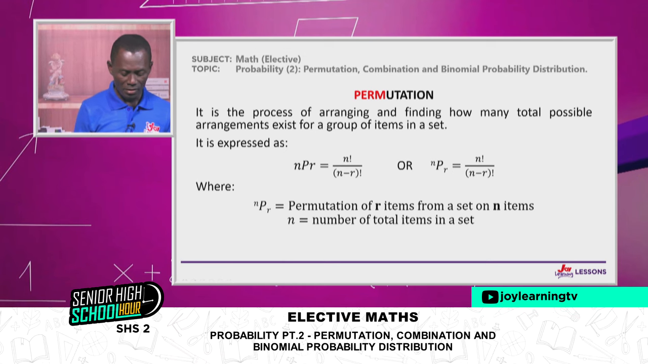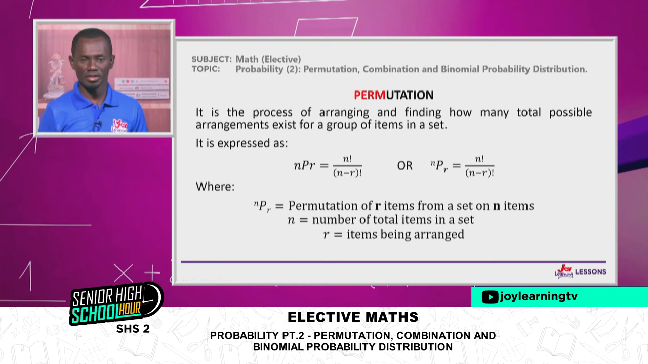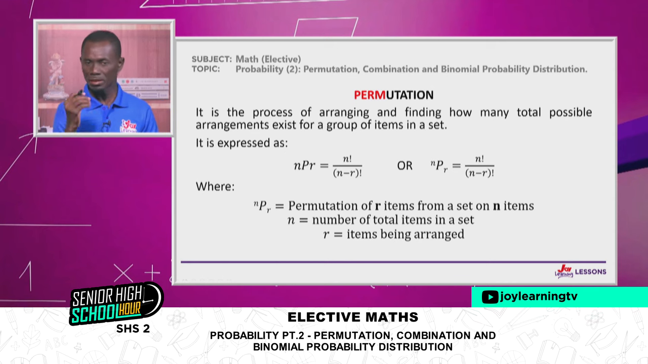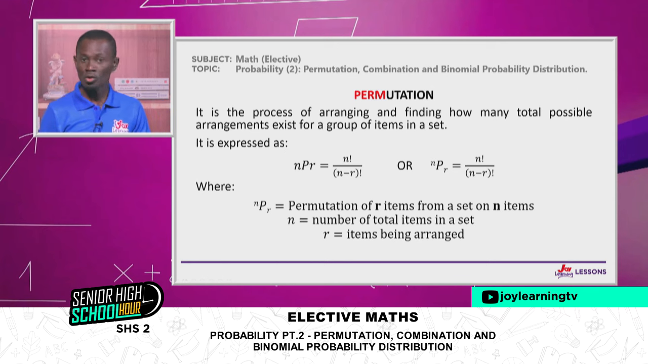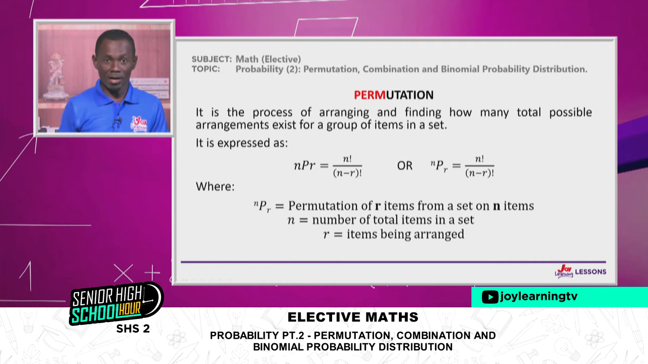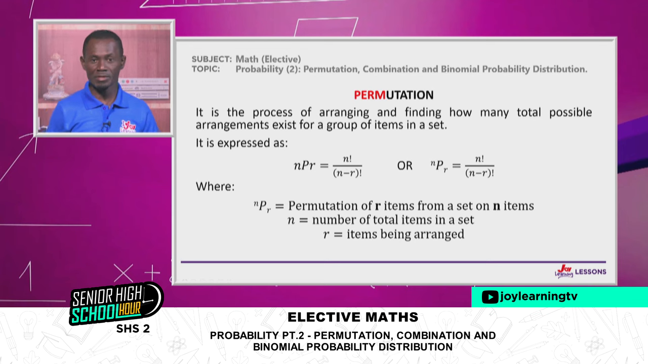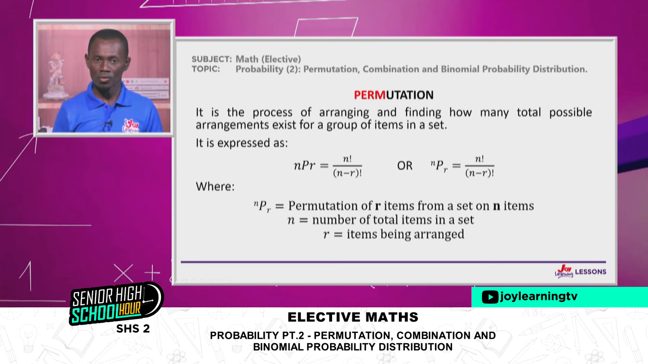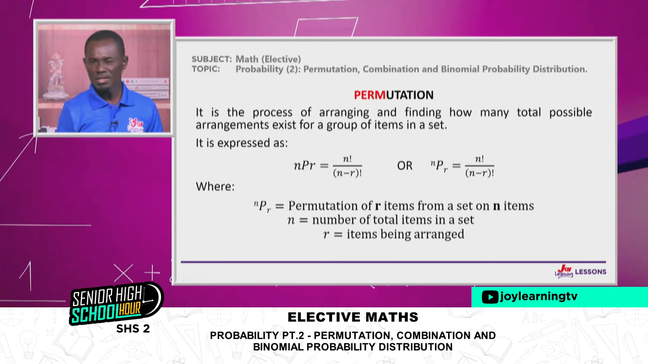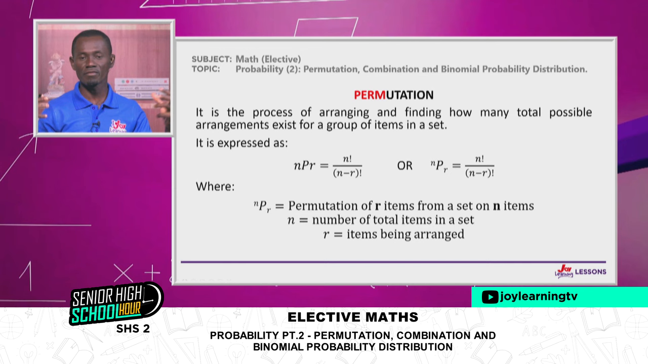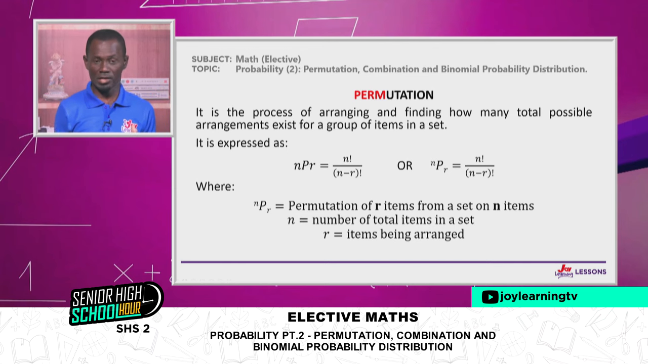And R is the items to be arranged. In this case, if the password says not less than 8, it means the minimum should be 8. You could have a password that is an entire poem, and it is allowed because only the lower limit has been set, 8. You could go as high as whatever you want. So if we stuck to 8, it means we have 8 items to arrange from a possible 70. You get the idea now.